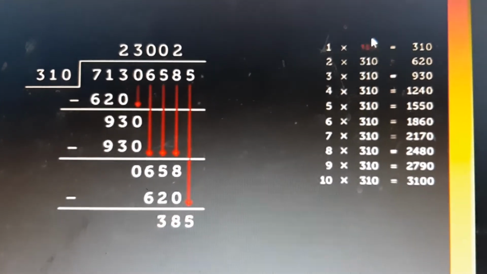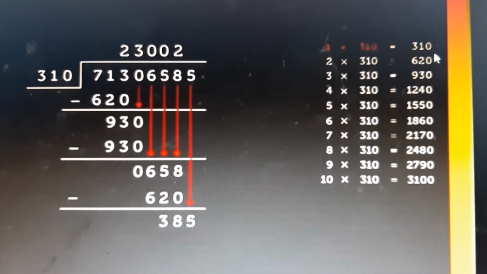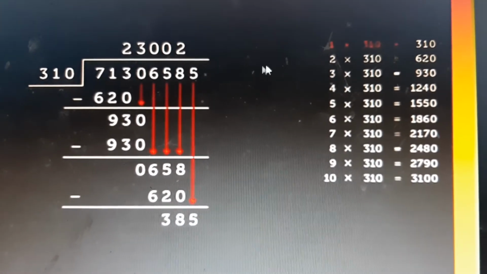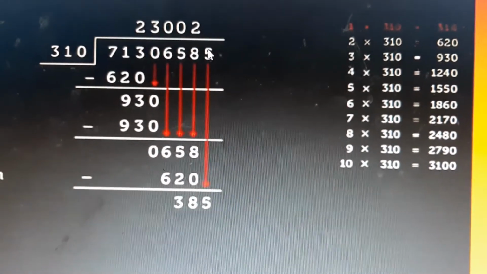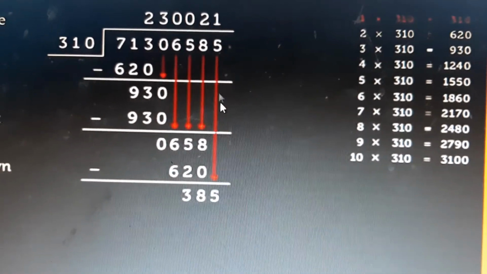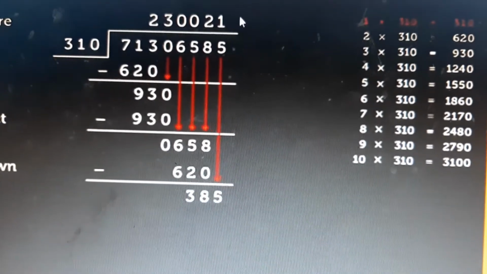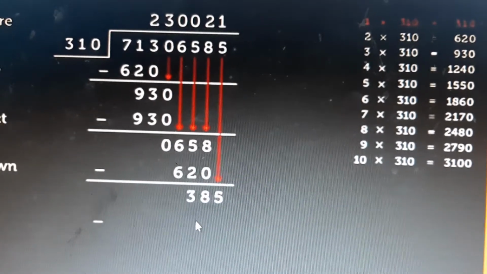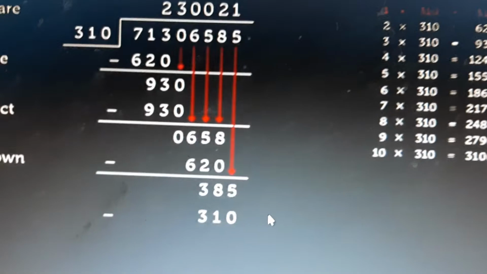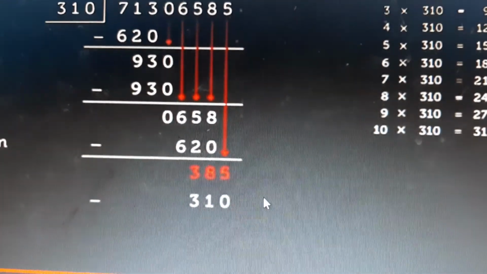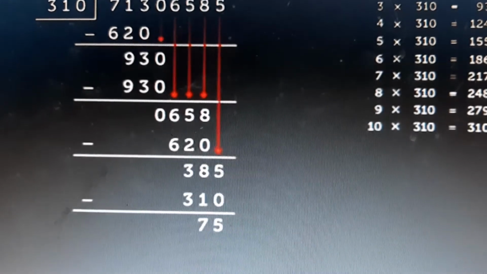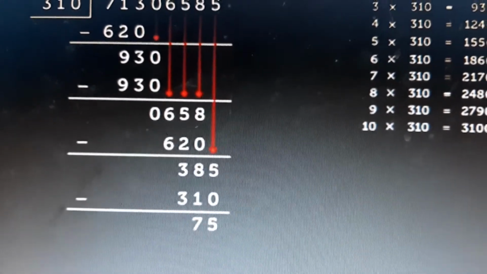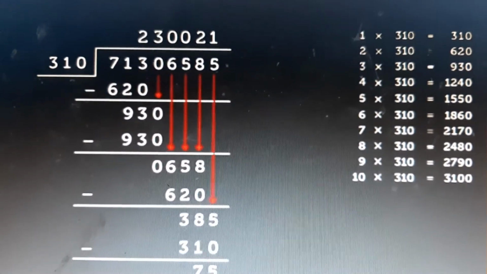I think 310 into 1 is correct, isn't it? So we will take 310 into 1. So we will write 1 here and we will write 310 down here. We will subtract. And how much do we get? 385 minus 310 is 75. So the remainder is how much? 75. And what is the quotient?